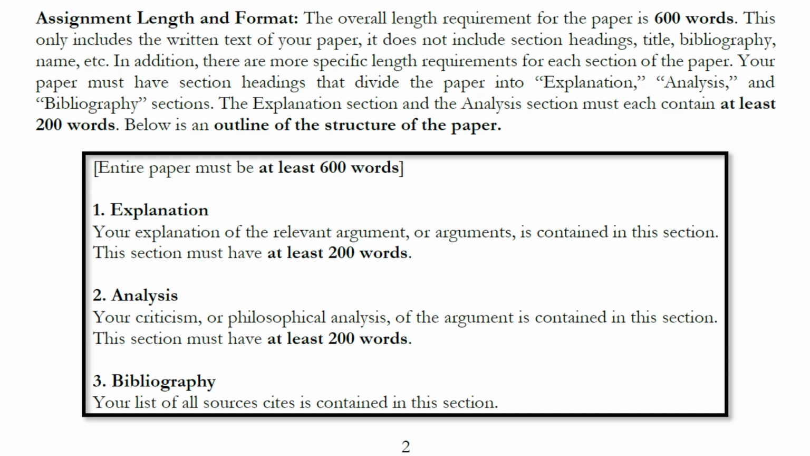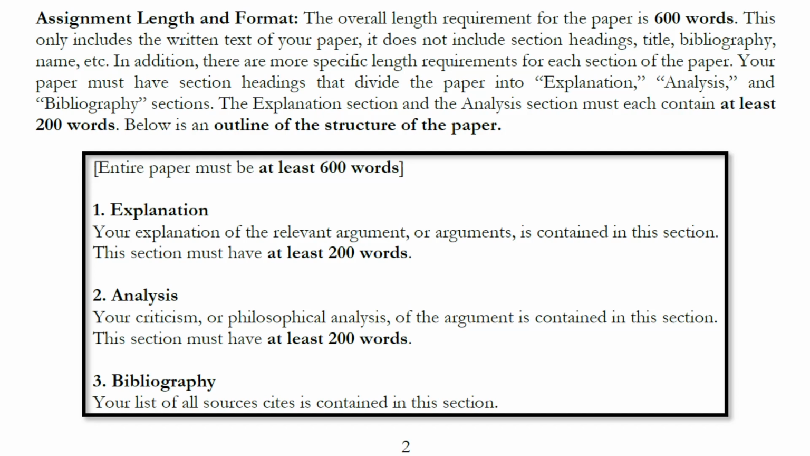And third, a bibliography section. The first 2 sections, the explanation section and the analysis section, each have their own individual word requirement. Each of those sections must be at least 200 words. The reason for this is to ensure some semblance of balance in your paper.